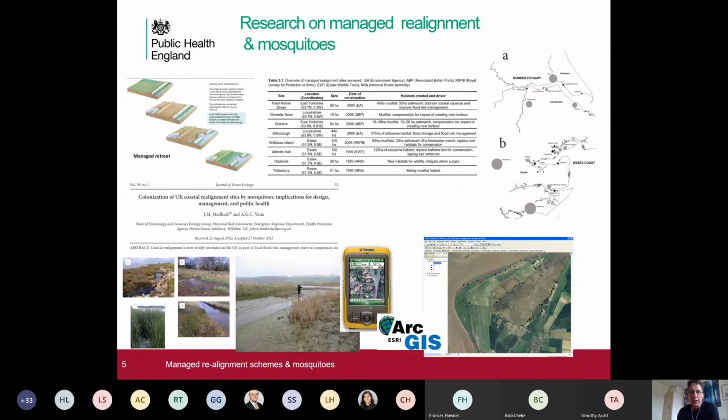We did some work looking at managed realignment and mosquitoes to see whether they would provide suitable habitat for malaria vectors or even a whole range of other nuisance species. And this work was done up on the Humber and also on the Essex coast. And we continue to keep abreast of a whole range of coastal wetland creation schemes as we go forward.